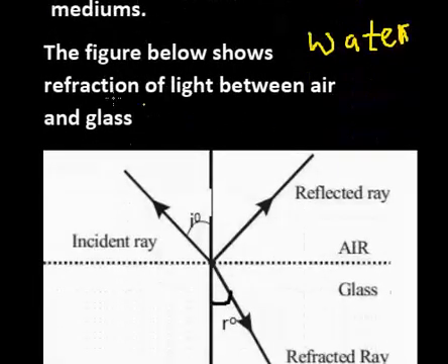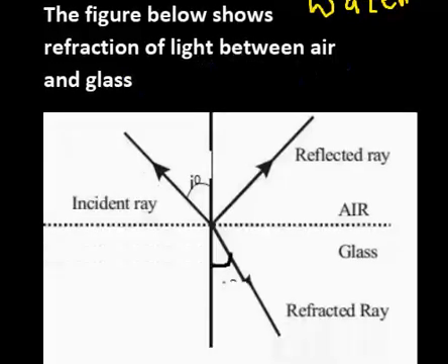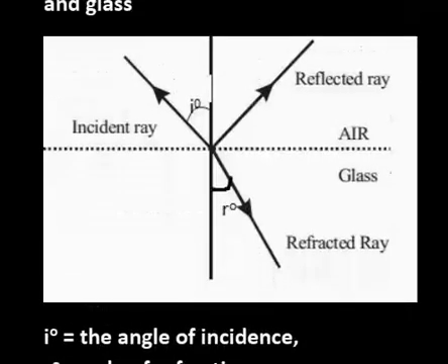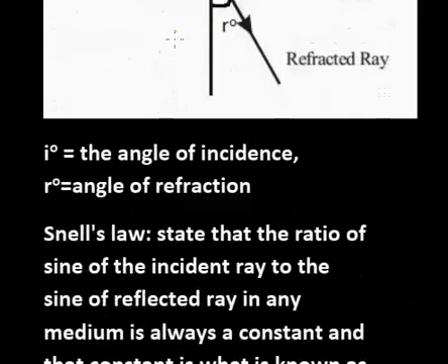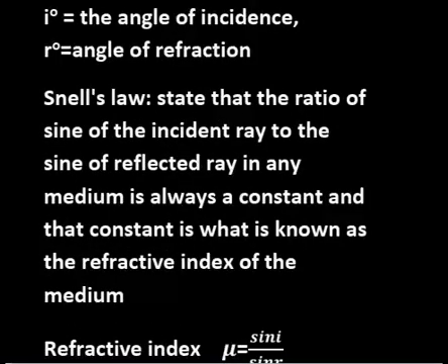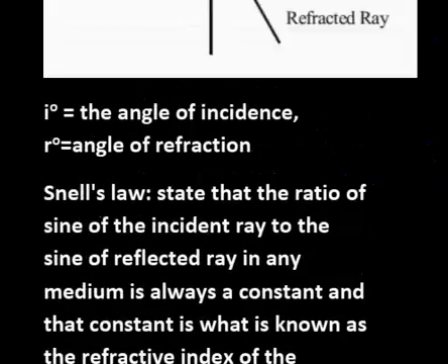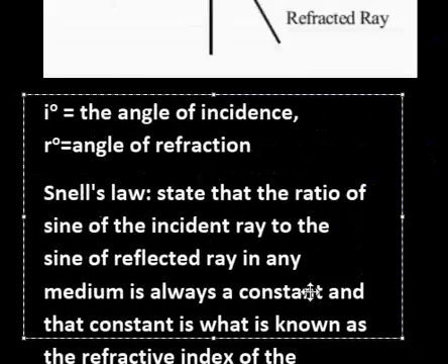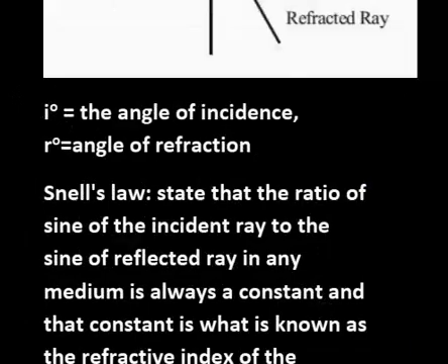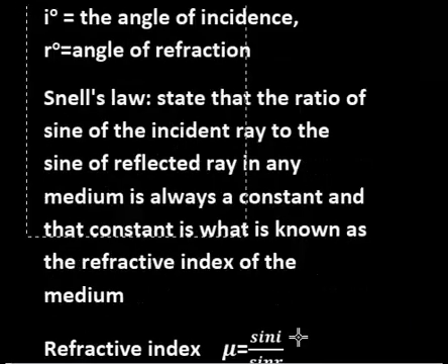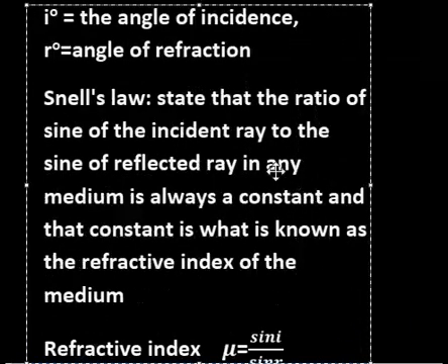The figure below shows refraction of light between air and glass. As you can see, look at how that happens. Actually, this diagram is for total internal reflection. Let me bring up a diagram that will illustrate the refraction of light.